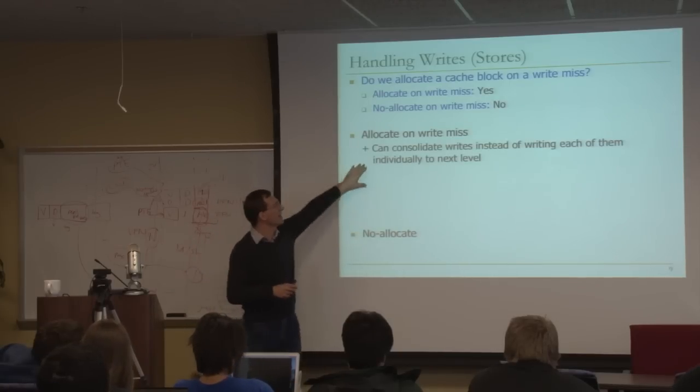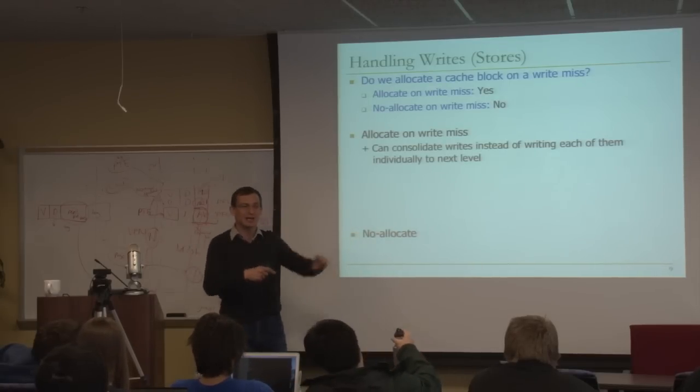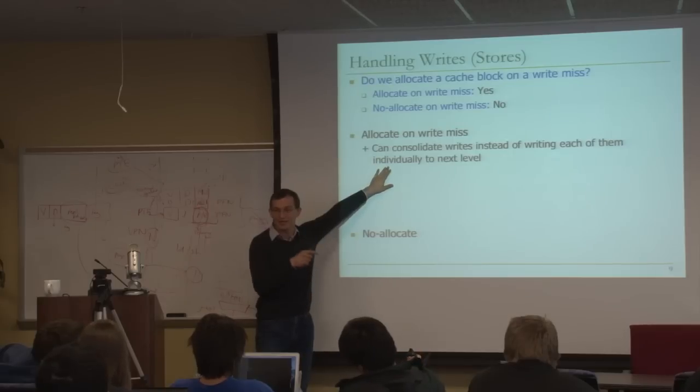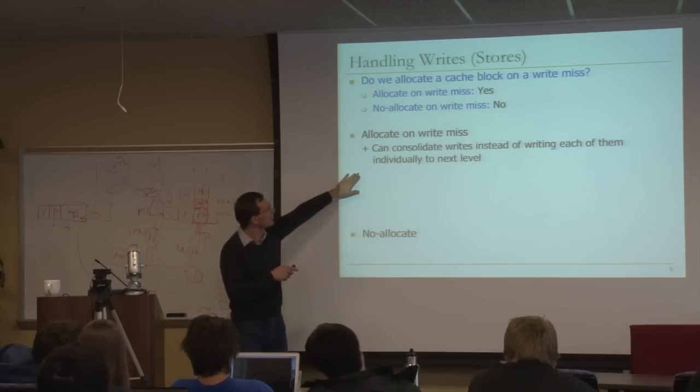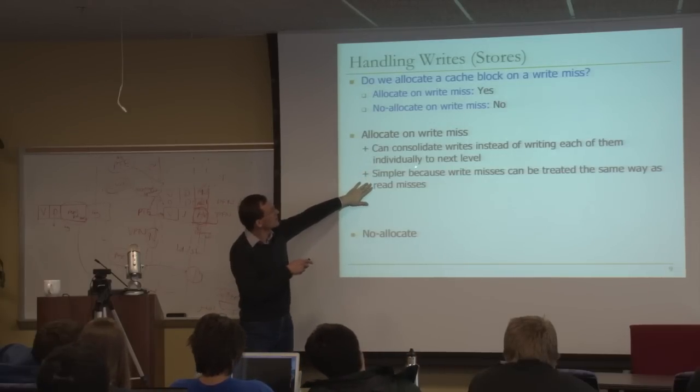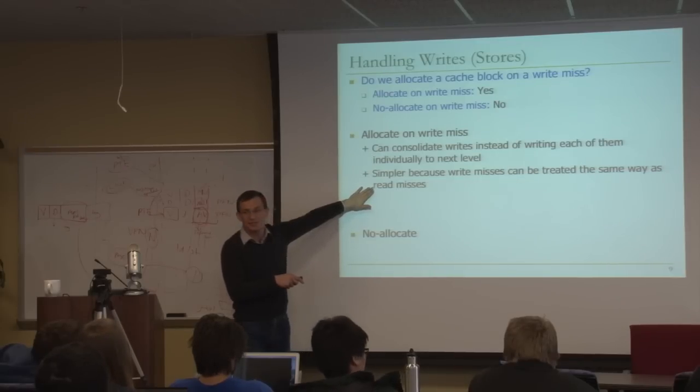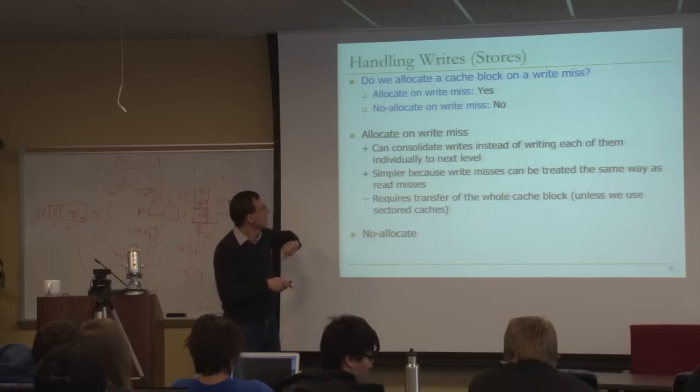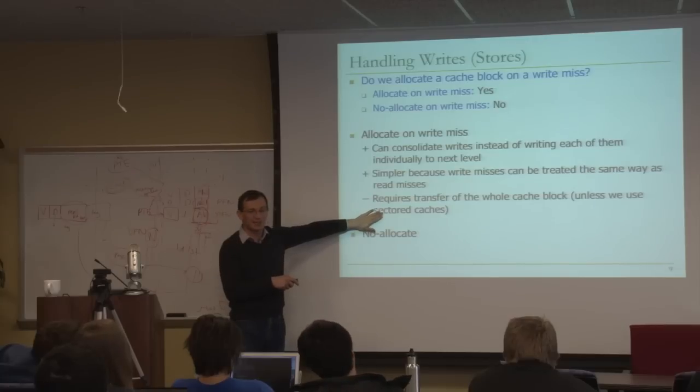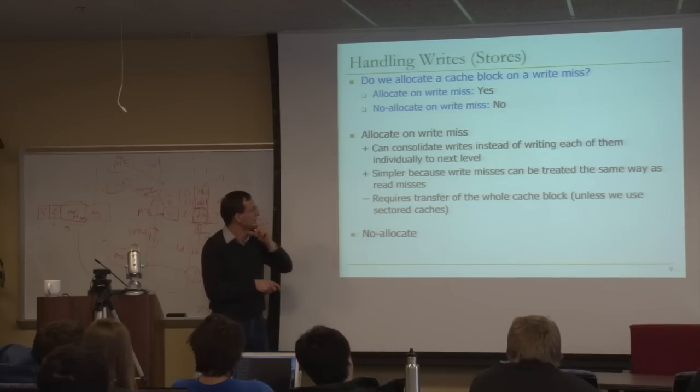So if you allocate on write miss, now you can keep writing to that block, assuming there are other writes that are happening to the same block soon. And this is also a simpler mechanism because write misses that you get on a store can be treated the same way as read misses that you get on loads. The downside of this is this requires a transfer of the whole cache block into the cache. And we'll see a solution to this in the next slide.